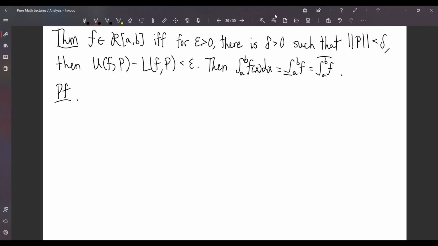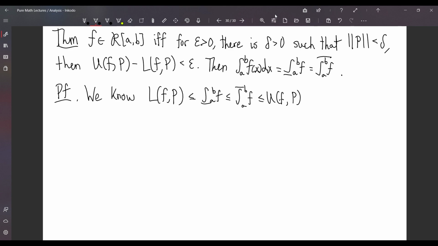So we know that for any given partition, the lower sum is going to be less than or equal to the lower integral, because the lower integral is a supremum, a least upper bound, so any lower sum is less than or equal to the lower integral. This is less than or equal to the upper integral, which is an infimum for upper sums, so it must be less than or equal to the upper sum.